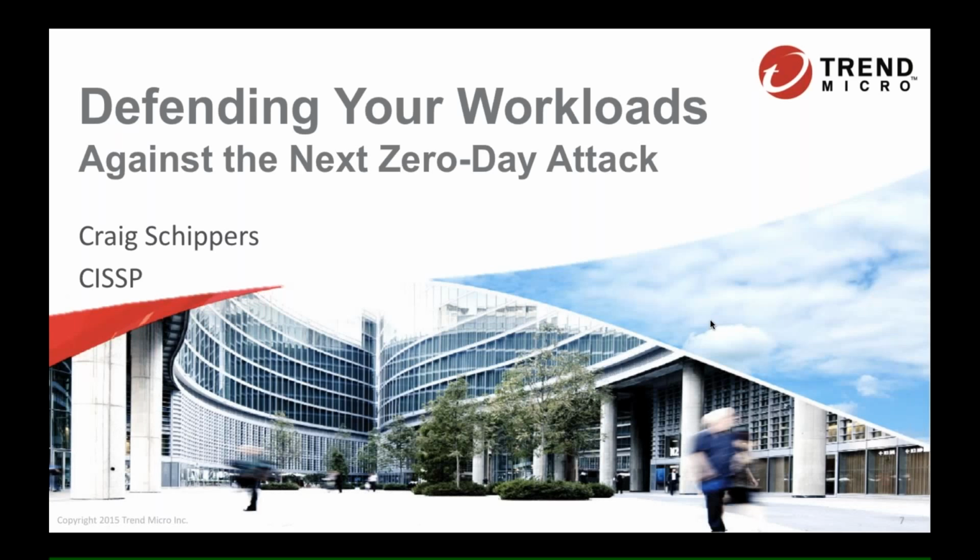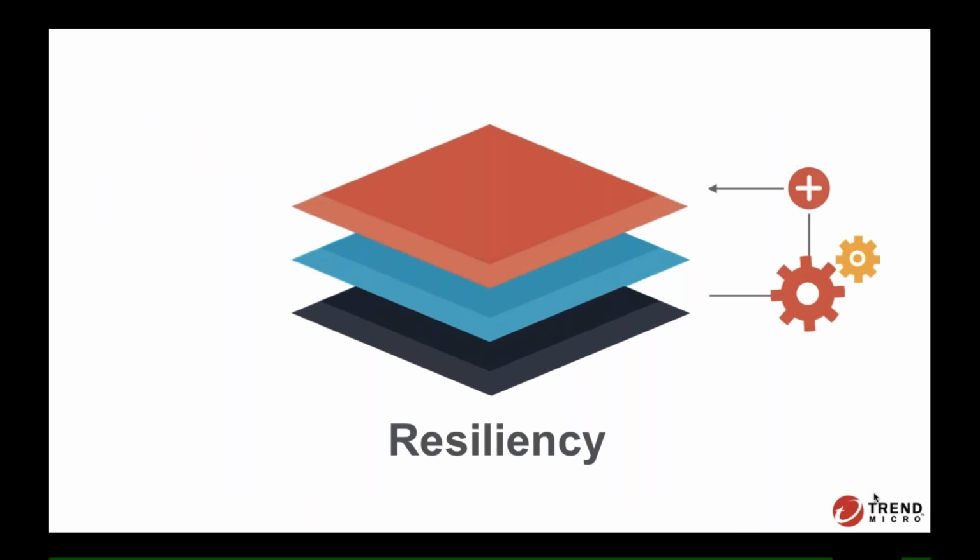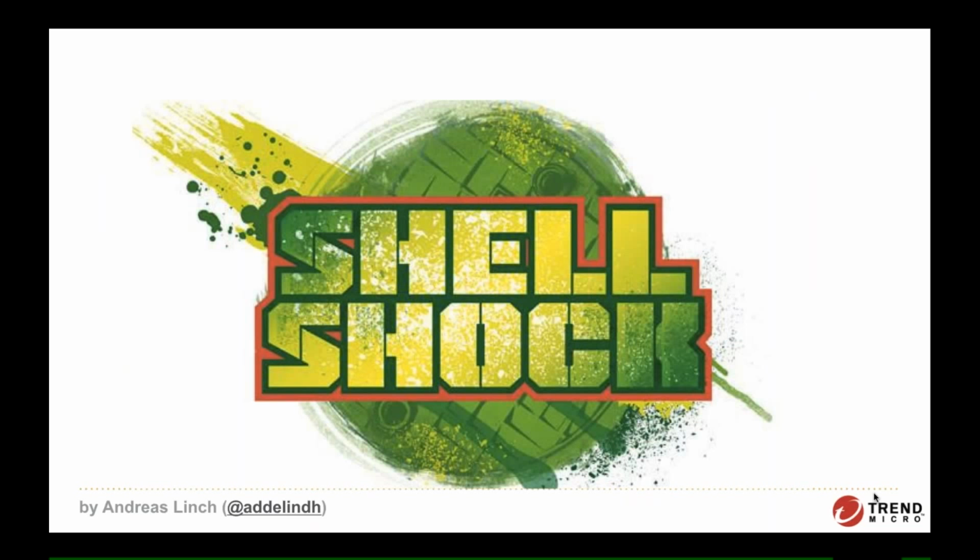So as mentioned, we're going to be talking about defending your workloads against the next zero-day attack. To that effort, what I'm going to be talking about here is resiliency of the cloud, and the fact that within a cloud infrastructure, as I build these slides out, we're talking about automation. Now, I want to use an example here. I'm going to start off with an example and then talk about the different ways that you could deal with those particular threats.